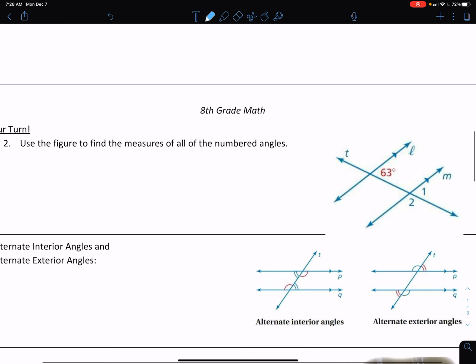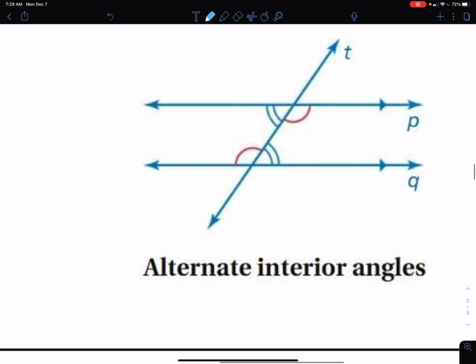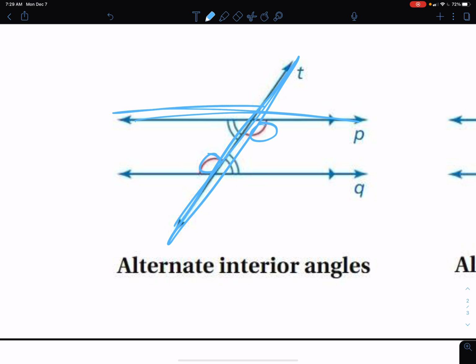Okay. Alternate interior angles and alternate exterior angles, all you have to know is they are congruent. So for example, alternate means opposite. They're on opposite sides, but they're both on the inside, right? So that means on the opposite sides of this line, red and red are both on the inside of P and Q. This means red and red are equal to each other. This also means blue and blue are equal to each other.